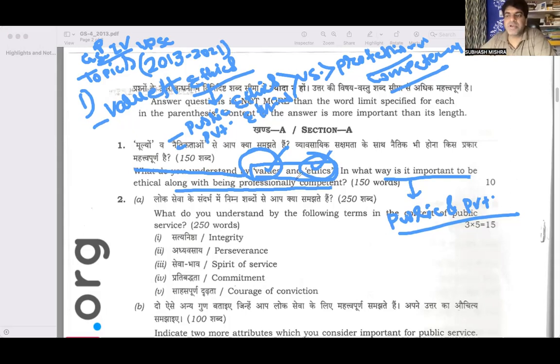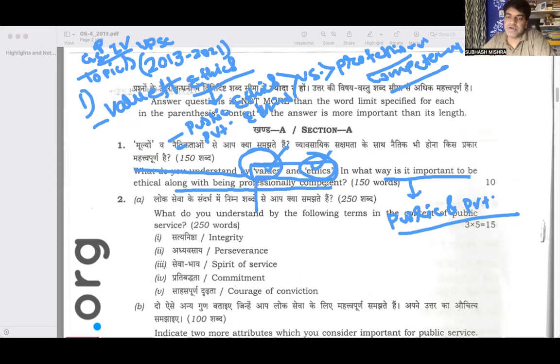What do you understand by values and ethics? What do you understand by ethics? What do you understand by values? You must have some examples of values, or what the values are, right? Honesty is one value. Selflessness is another value. Taking care of others is another value. Patriotism is one value. So these are values.